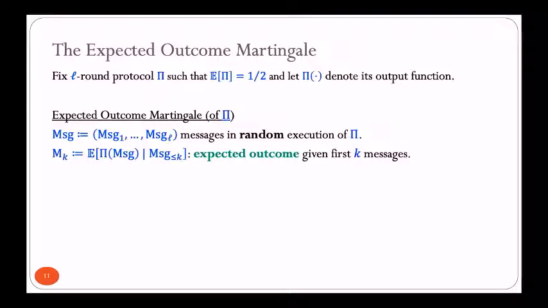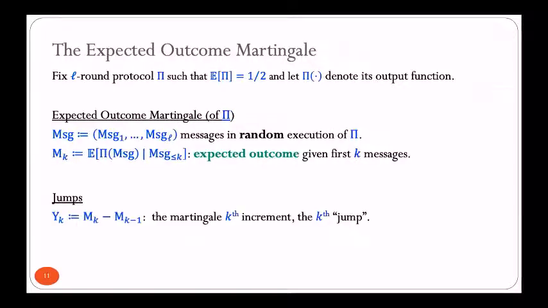This is M_k. We also want to take a look at the protocol jumps. So these are the differences of the martingale. So what is the kth jump of the protocol? What does it represent? This represents the change in expected outcome induced by the kth message sent. So this corresponds to how the kth message changed our approximation of the protocol's outcome. Okay. So these are really important tools. If something is unclear, please do ask.